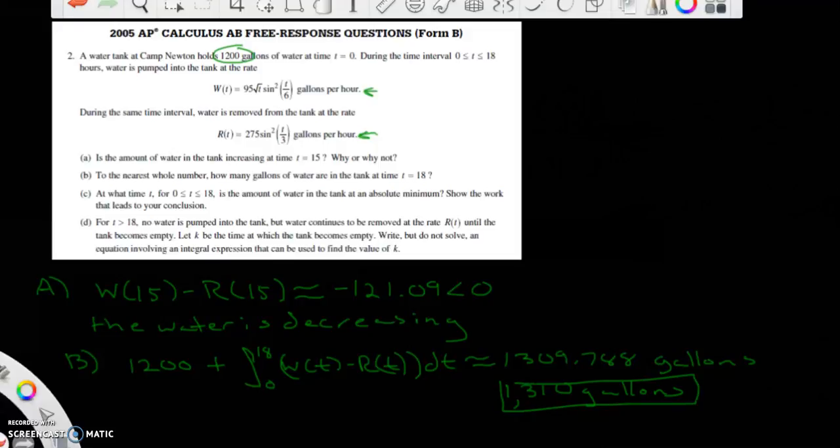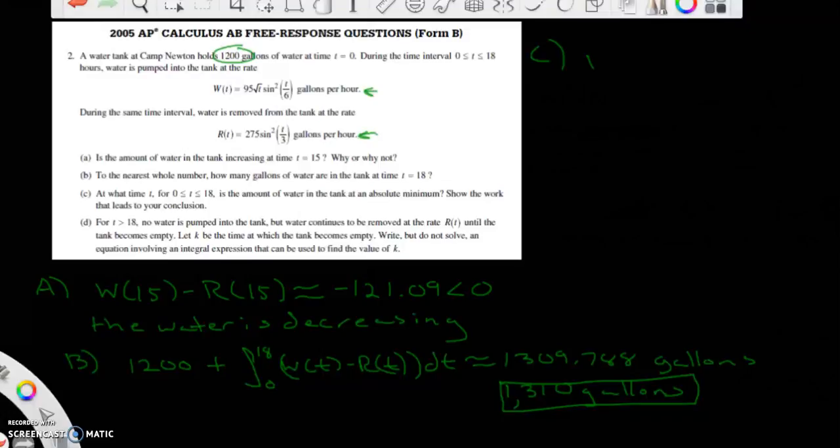Okay. Part C. At what time t for 0 is less than or equal to t, which is less than or equal to 18, is the amount of water in the tank at an absolute minimum? Show the work that leads to your conclusion. So we need to find where the rates equal 0. So what I did is I graphed it and I actually looked for it. The only problem is they want you to include your endpoints.